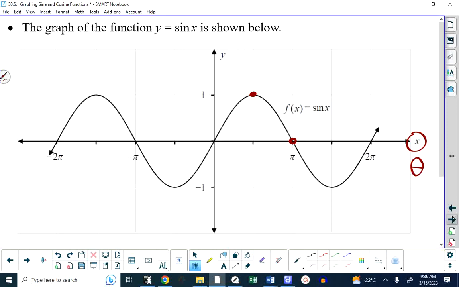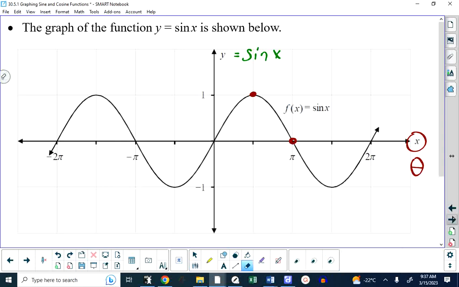So again, f of x is y. If sine of x is f of x, y equals sine of x. This is the graph we're plotting. But x is not an x coordinate on the unit circle. X is a rotation angle. And we could go in the opposite direction. So you need to get used to this graph.